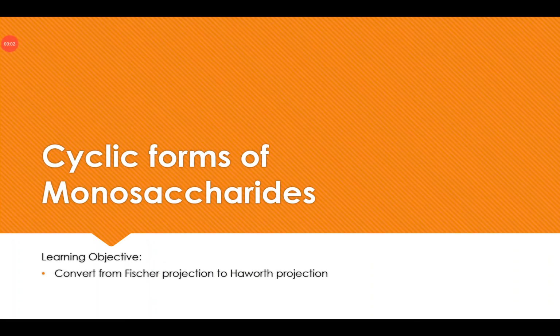In this video, we're going to be talking about cyclic forms of monosaccharides. The learning objective for this video is to convert from a Fischer projection into a Haworth projection.